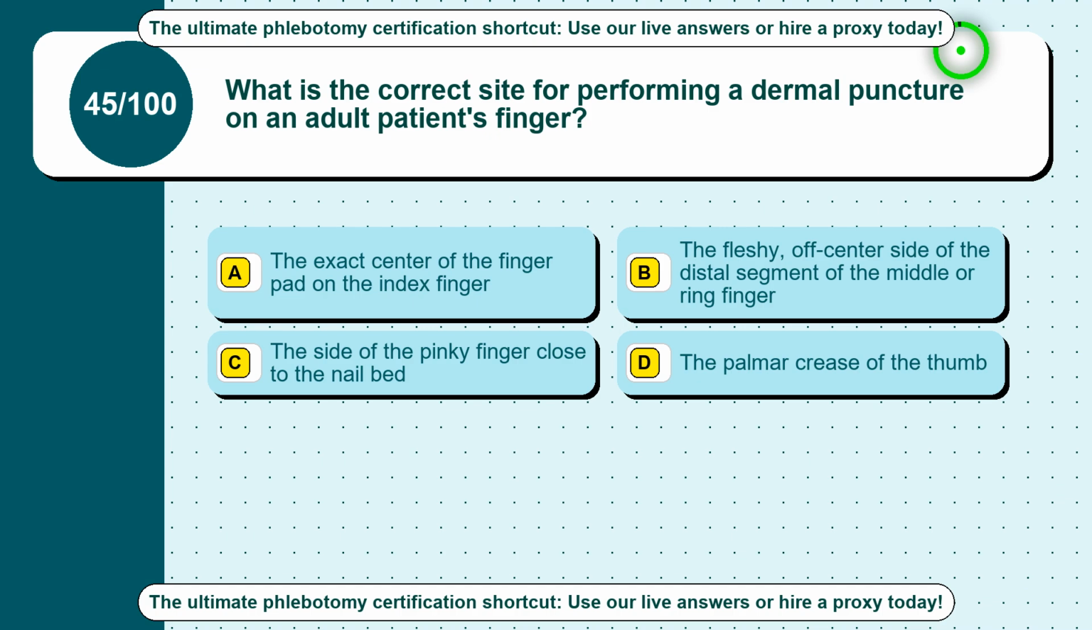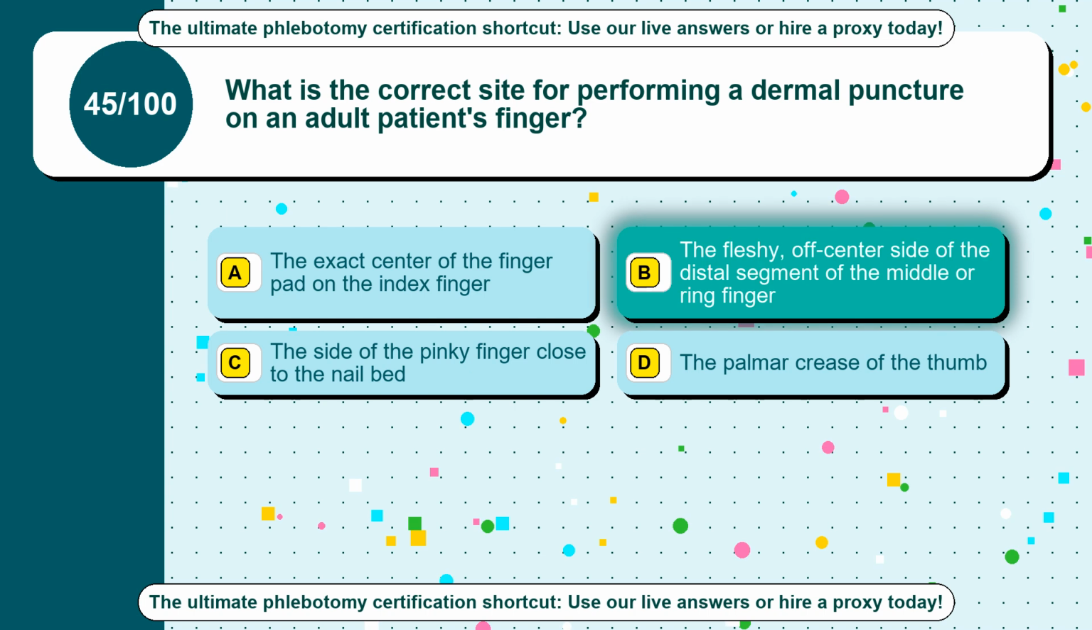Question 45. What is the correct site for performing a dermal puncture on an adult patient's finger? Option A. The exact center of the finger pad on the index finger. Option B. The fleshy, off-center side of the distal segment of the middle or ring finger. Option C. The side of the pinky finger close to the nail bed. Option D. The palmar crease of the thumb. The correct answer is option B. The fleshy, off-center side of the distal segment of the middle or ring finger.